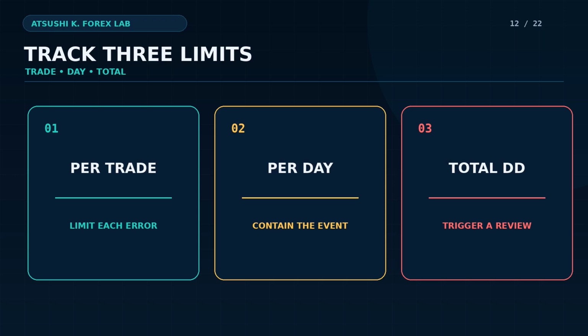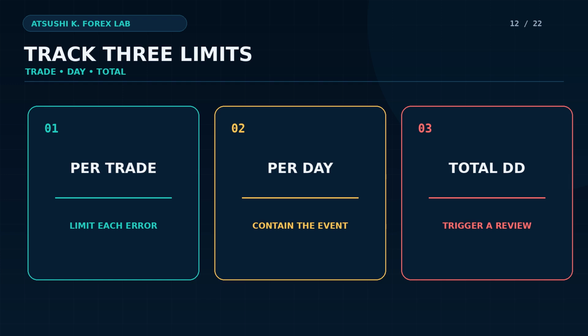A practical drawdown plan can begin with 3 separate limits. First, risk per trade controls the size of each individual error or normal loss. Second, a daily loss limit prevents one session, news event, or technical problem from becoming a major account event. Third, a total drawdown limit triggers a deeper review of the strategy and market conditions.